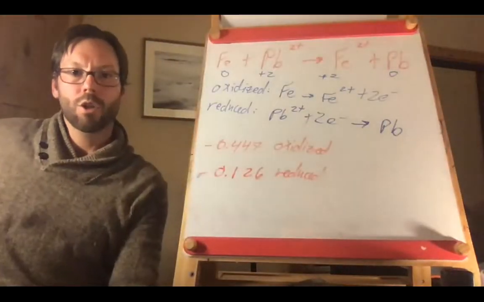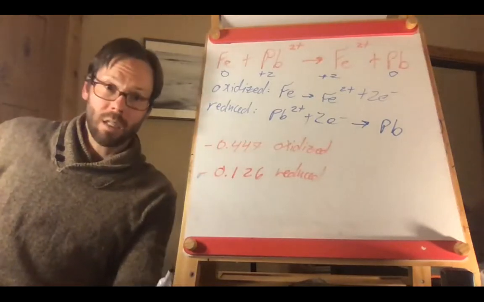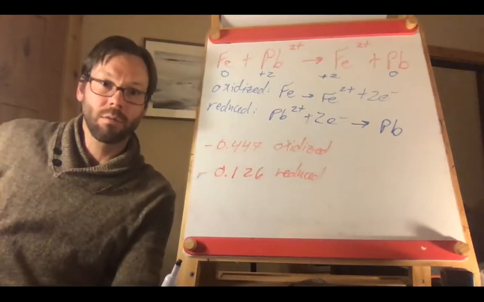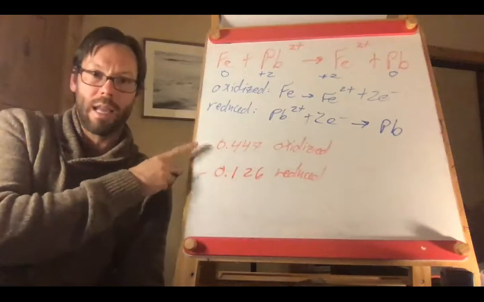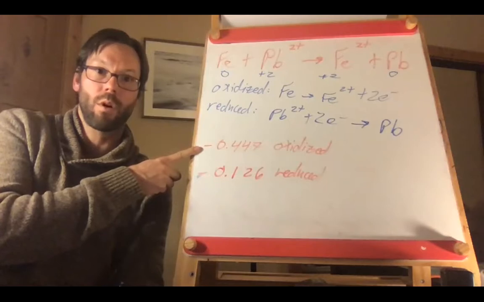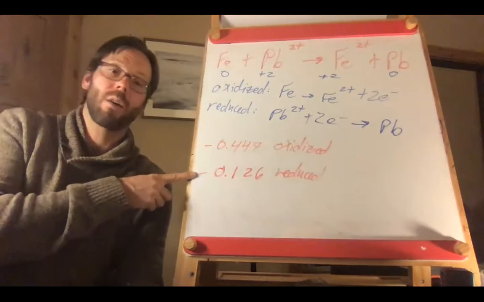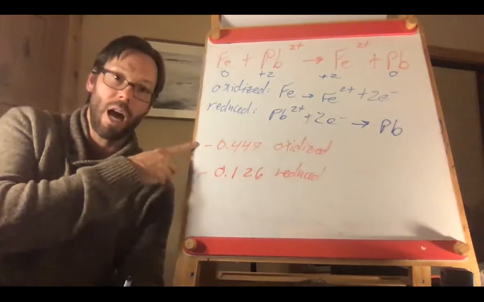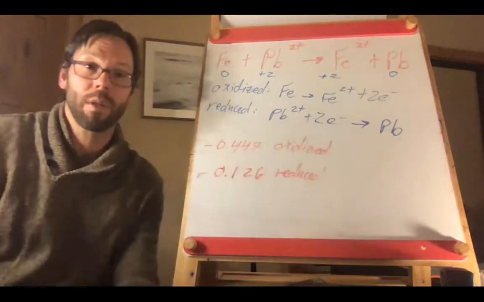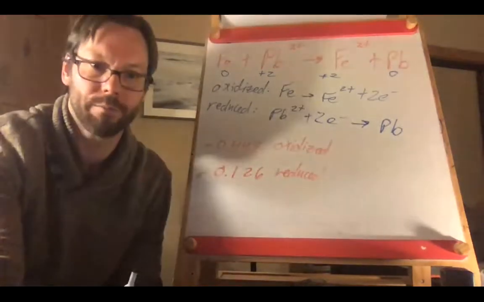Okay, so again, it's going to go from our oxidized anode to our reduced cathode. And when our oxidized anode is a negative 0.447 going to a negative 0.126, it's not going from negative to positive, but it's going from a higher negative to a lower negative. And so that is going to happen spontaneously. So that is an example of a spontaneous reaction.